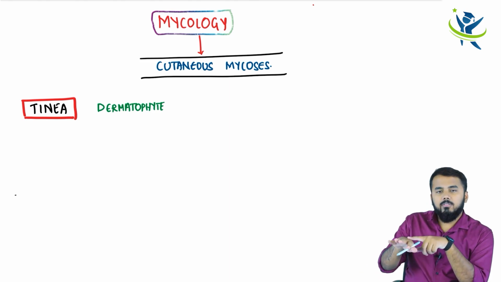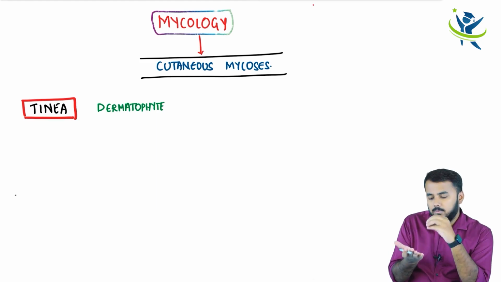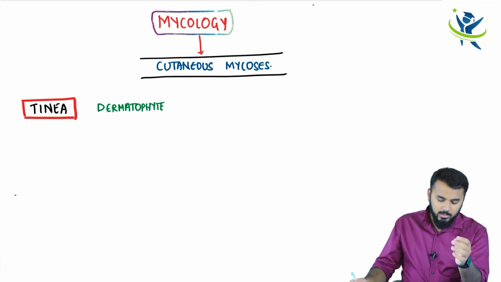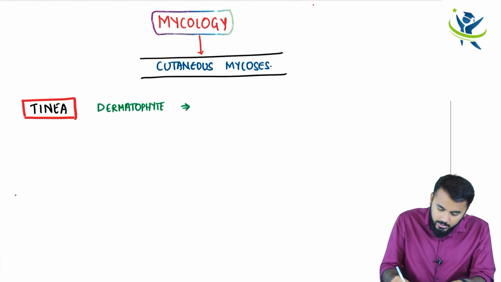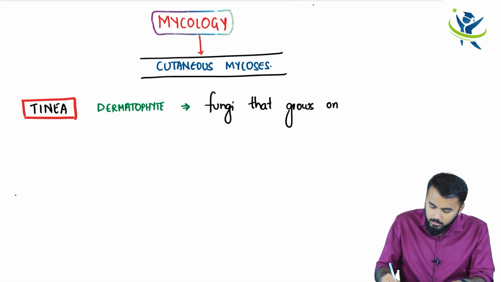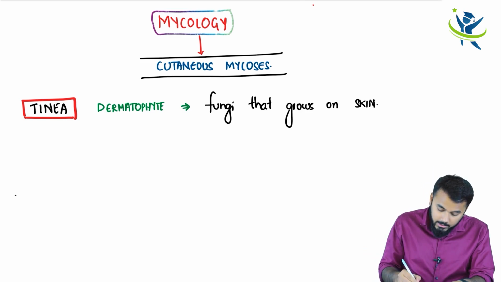Everywhere in your skin there is keratin, right? This fungus loves that keratin, so obviously it will reside on the skin and start eating the skin keratin, and it grows and causes infections of the skin. So that is the meaning of a dermatophyte. For a note, this is the fungi that grows on the skin. How does it grow? By eating keratin.